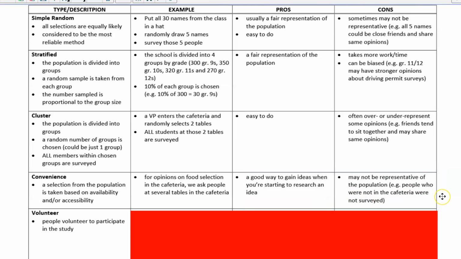It's a good way if you wanted to start your research on a specific idea, right? I mean, people sitting in the caf typically buy cafeteria food, right? So it's a good way to start, but you're also not necessarily reaching the entire population, right? So people that weren't in the cafeteria would not get surveyed, and maybe they would have opinions on the food selection in the cafeteria as well. Okay, but it's definitely easy to do because it's convenient, right? So everyone's kind of right there.